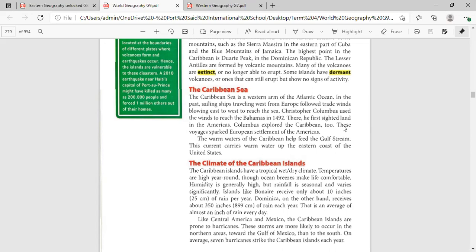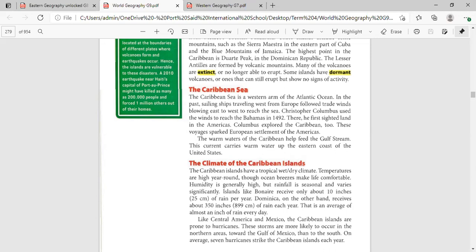All right. What I want you to know from here is that the Caribbean Sea is the western arm of the Atlantic Ocean. It is very important. It was discovered by Christopher Columbus when he discovered the Bahamas, and it's considered one of the most important bodies of water in the Caribbean islands. Okay, that's what I want you to know about this part.